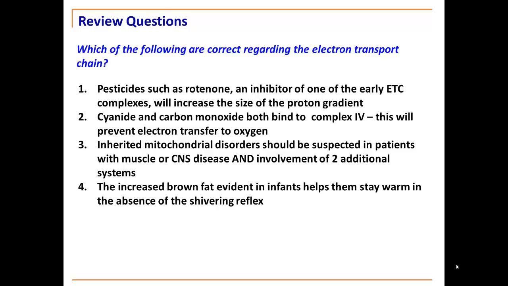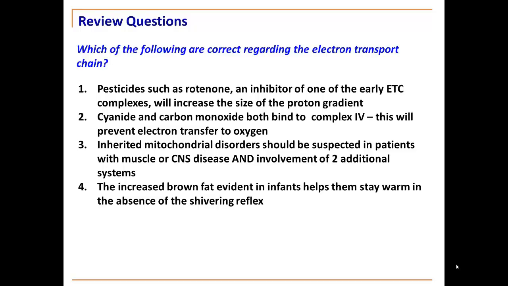It's actually true. I've really put it in there just to make you aware that some of the inherited mitochondrial disorders should be suspected where we have issues with muscle or CNS disease and 2 additional systems. It doesn't mean that it is an inherited mitochondrial disorder, but it's been put in there so that you are aware that it may be an inherited mitochondrial disorder. So it's just something to have in your brain, in place there.